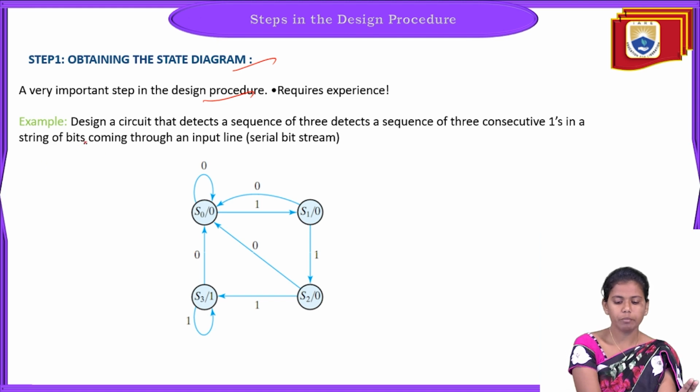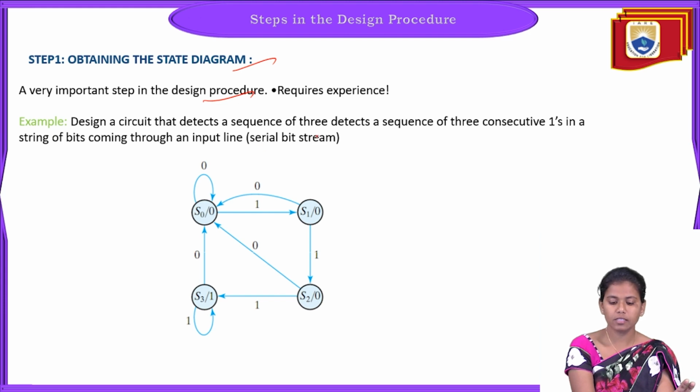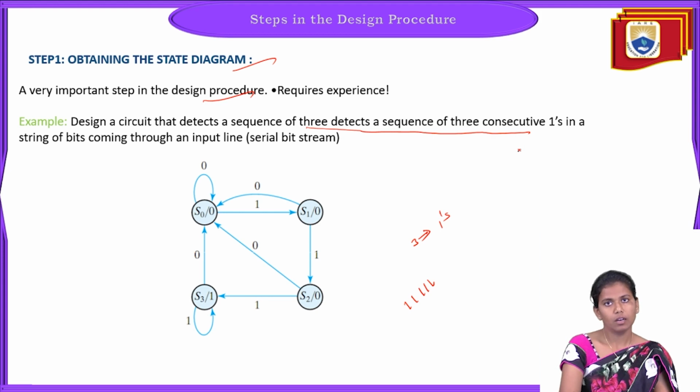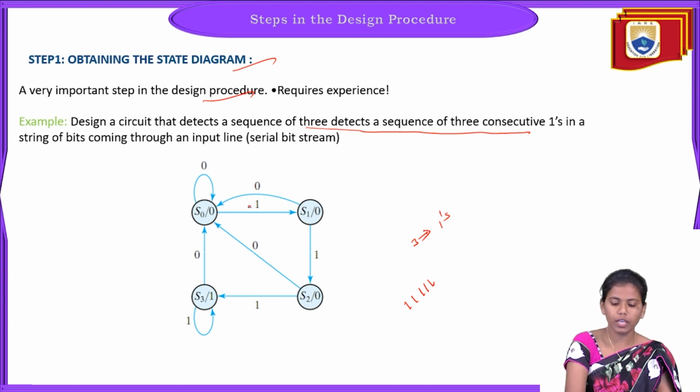And here we have an example. Design a circuit that detects a sequence of three consecutive ones in a string of bits coming through an input line. So in a serial bit stream, we have to detect 3 consecutive ones. Now we will see how the 3 consecutive ones take place. Here we have S0, S1, S2 and S3. These are the 4 states, with the output and the input mentioned.